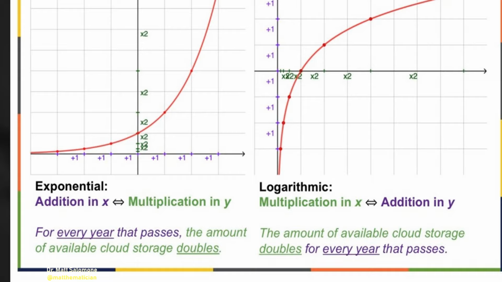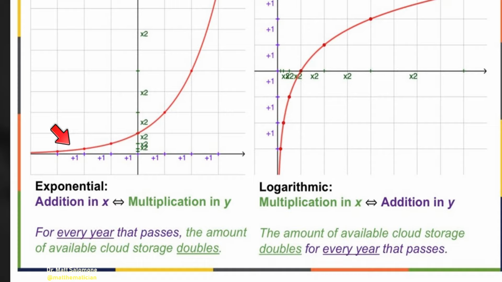In calculus, you're going to call a graph like that a concave up graph. So every additive change in x correlates to a multiplicative change in y. For example, if this x variable represents time in years and the y variable represents the amount of available cloud storage in your Gmail account or something like that, right?